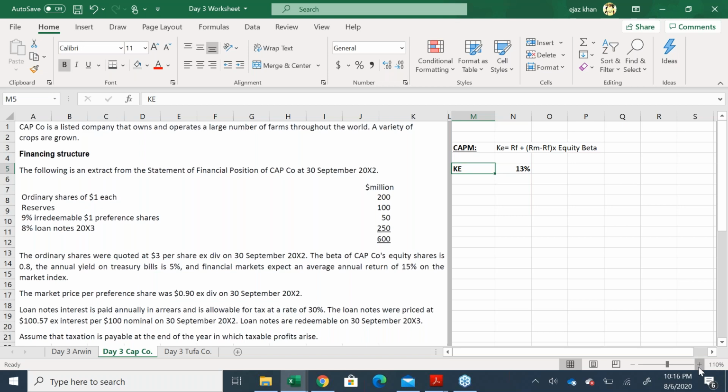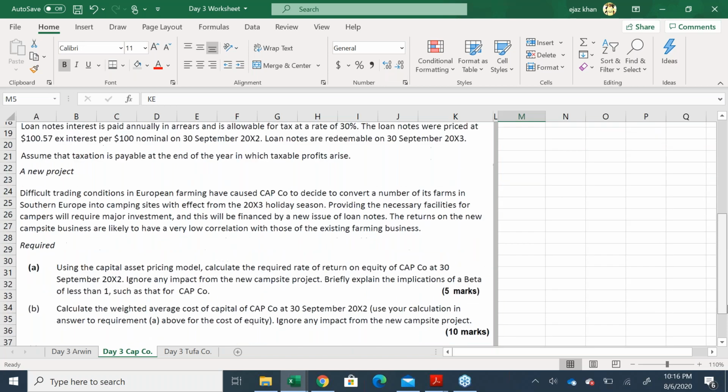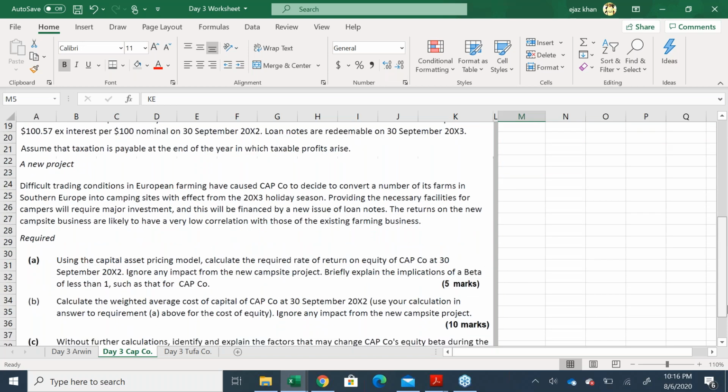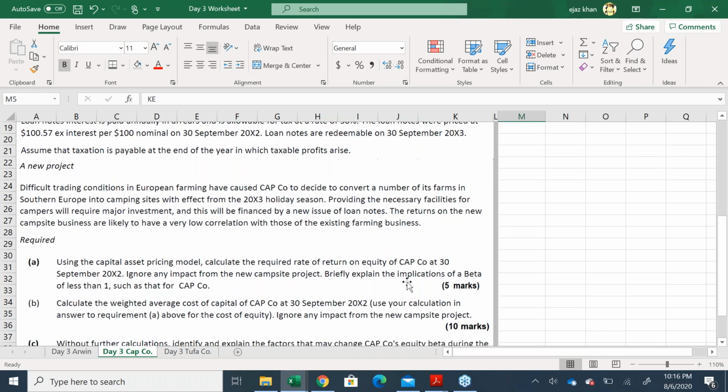Okay, so you people were right. We are done with part A. No, we are not done with part A. Now it asks us to briefly explain the implication of a beta of less than 1, such as that for the company.